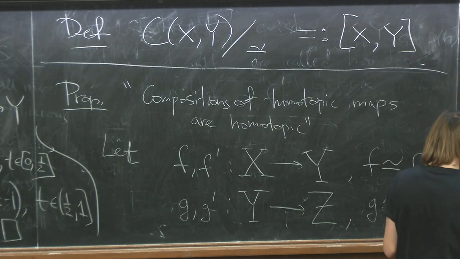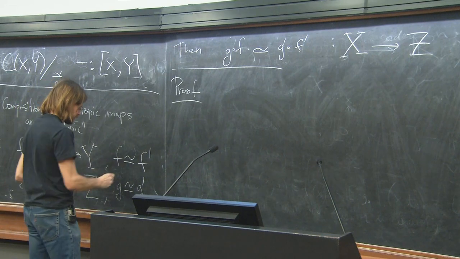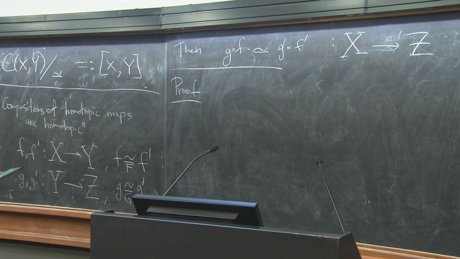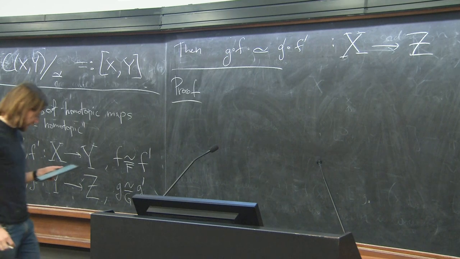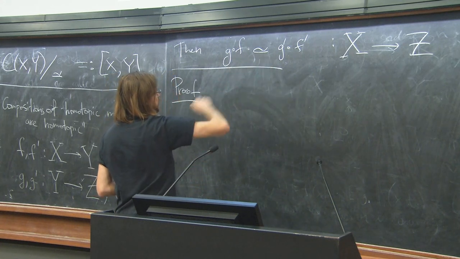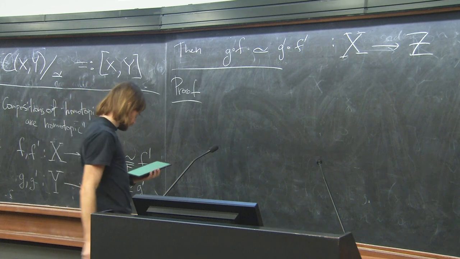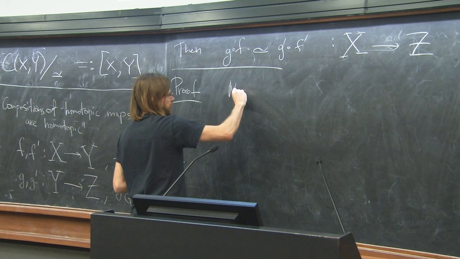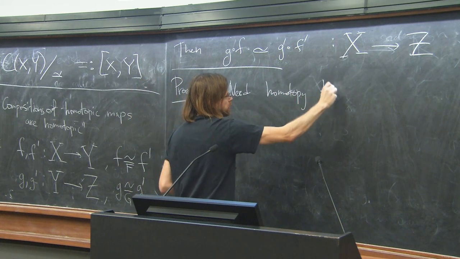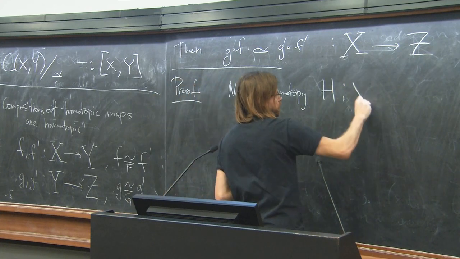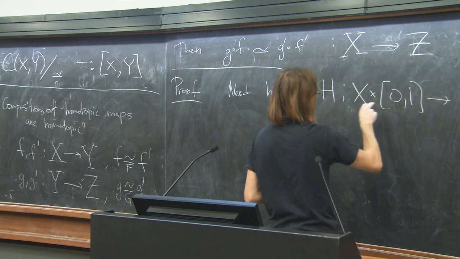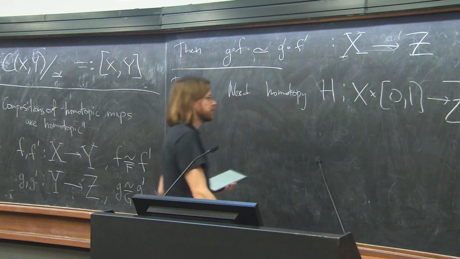So how do we prove this? Let us assume that, since the maps are homotopic, there exists some homotopy capital F, and there exists a homotopy capital G, and let's construct explicitly a homotopy between the corresponding compositions. So we need a homotopy, denoted by capital H, between a pair of functions from X to Z. It's a map from X times the interval to Z.